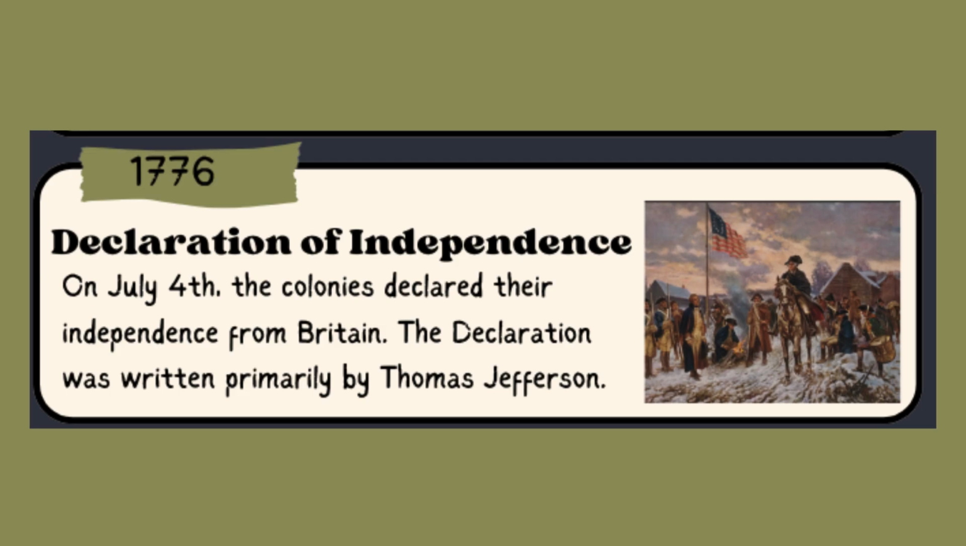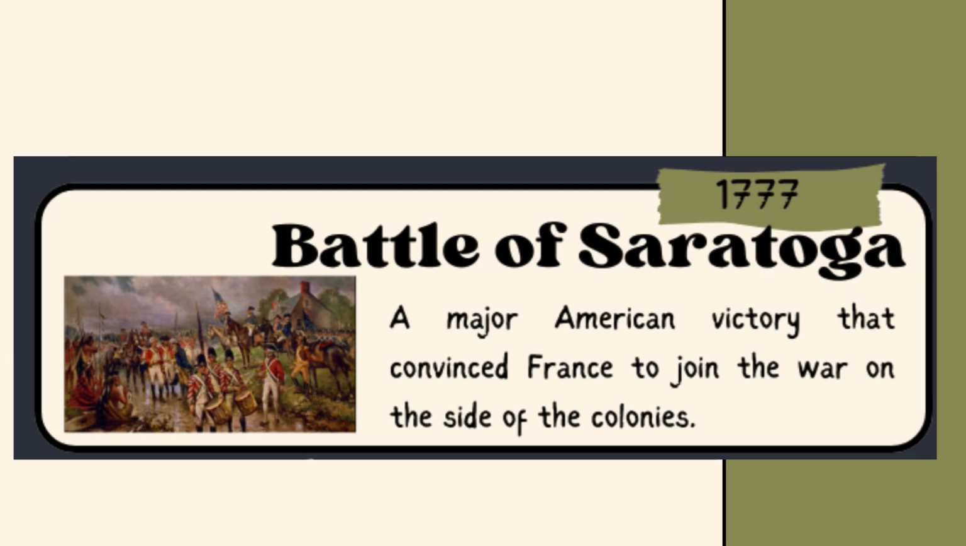Declaration of Independence, 1776. On July 4th, the colonies declared their independence from Britain. The declaration was written primarily by Thomas Jefferson. Battles of Saratoga, 1777, a major American victory that convinced France to join the war on the side of the colonies.